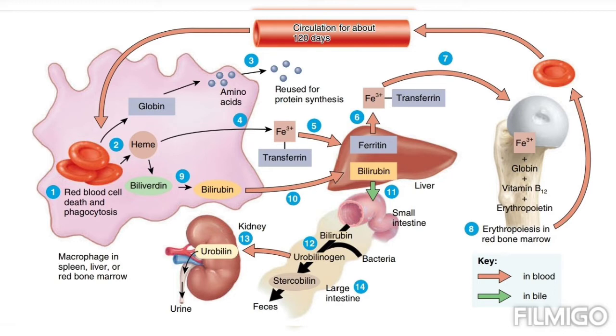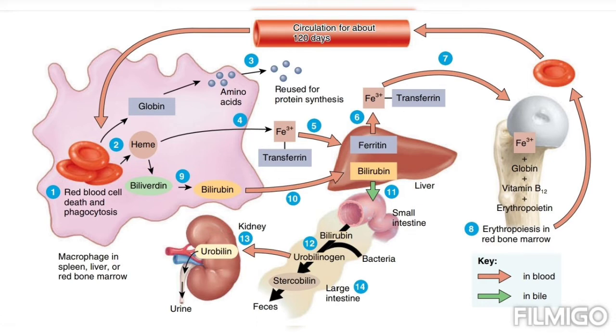For use in hemoglobin synthesis, the iron is needed for the heme portion of the hemoglobin molecule and amino acids are needed for the globin portion. Vitamin B12 is also needed for the synthesis of hemoglobin. Coming to the eighth step, erythropoiesis in the red bone marrow results in the production of red blood cells, which then enter into the circulation.